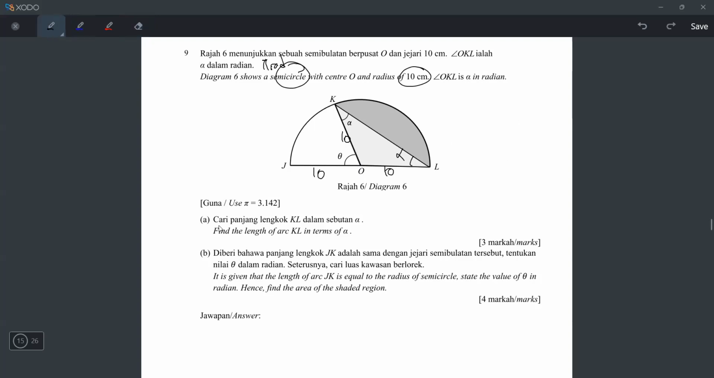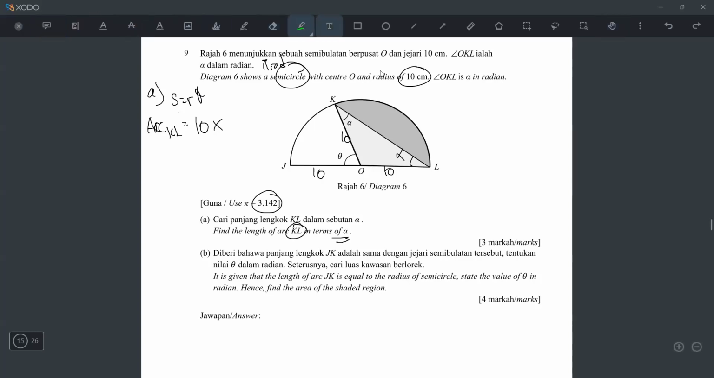And then now let's see A, what they want. Find the length of arc KL in terms of alpha, but they did say use pi is 3.142. So how to find the length of arc KL? I think you will use this formula S equals R theta. So the arc KL equals to radius. But the radius I know is 10 already, right? But the theta, can I use this theta? No, right? Because arc KL is referring to this line. So I need the theta here.